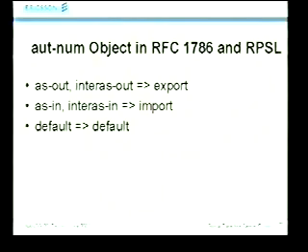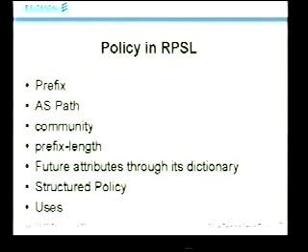Policy in RPSL can be expressed in a variety of ways using prefixes, AS paths, communities, prefix lengths. So you've got not one, not two, not three, but 4 ways of expressing policy. There are feature attributes through its dictionary. RPSL defines a dictionary of attributes you can use. You've structured policy, and I'll give some examples of uses. And some implementations of RPSL do not implement the dictionary.